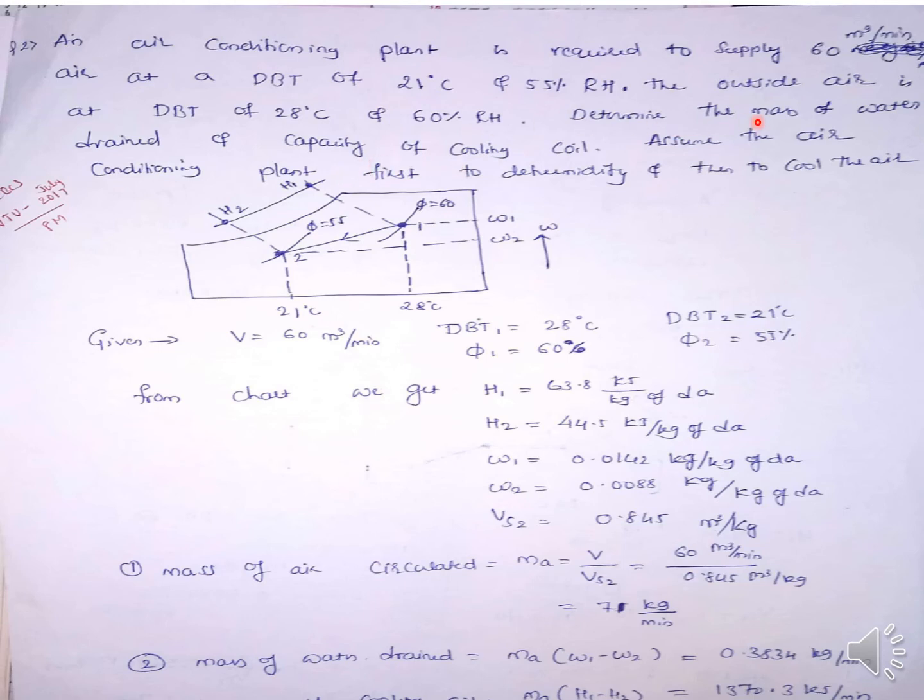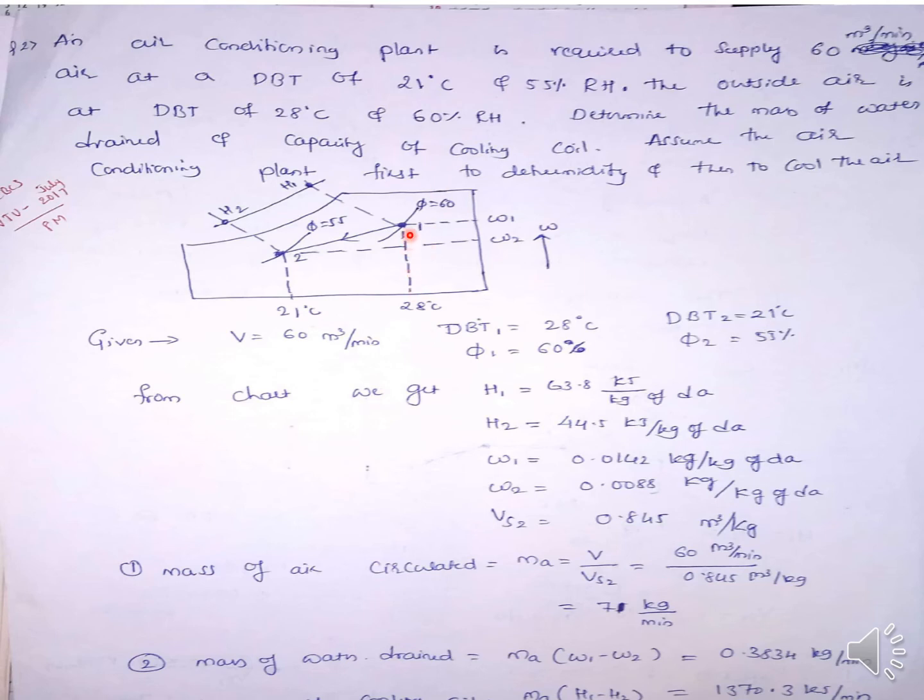Mass of water drained or heating coil capacity, or one more thing is humidifier capacity. All are same. Formula is M into W1 minus W2. Here capacity of cooling coil M into H1 minus H2. Assume air conditioning, first dehumidifying and then cooling the air, right? So initial conditions, just note down the conditions. Outside conditions I will write first. 28 degree and 60 RH.